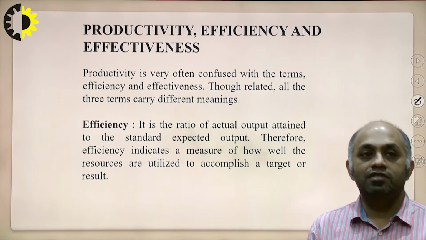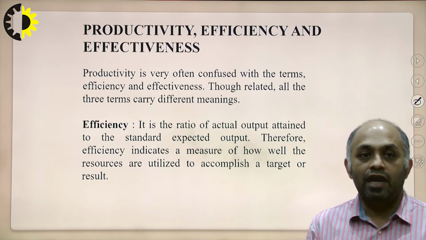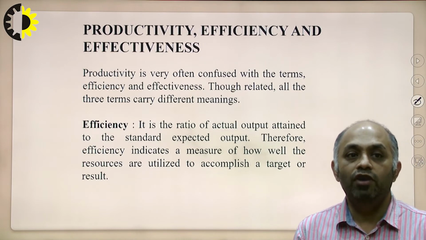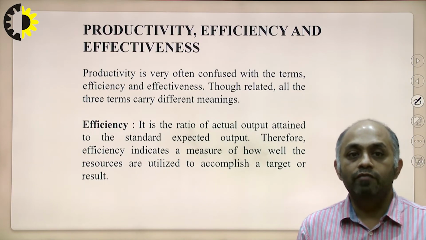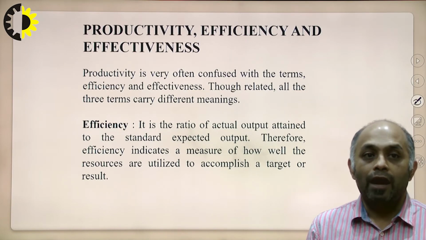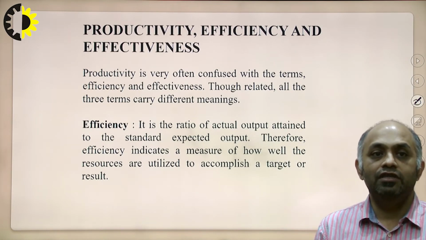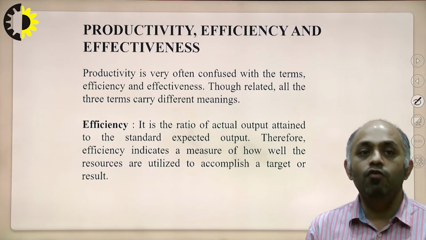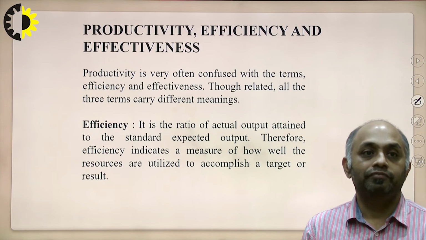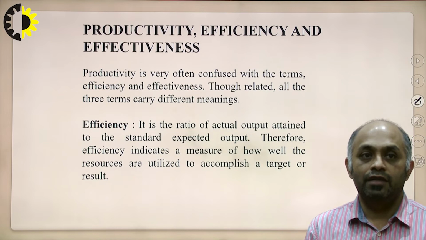We all know efficiency. Efficiency is the ratio of the actual output attained to the standard expected output. Therefore, efficiency indicates a measure of how well the resources are utilized to accomplish a target or result, right? So we have to see to it that the output is attained to the standard expected output. That is what the ratio is, and by this we can understand how well the resources are utilized to accomplish a target or a result, right? This is also denoted by the symbol nu.